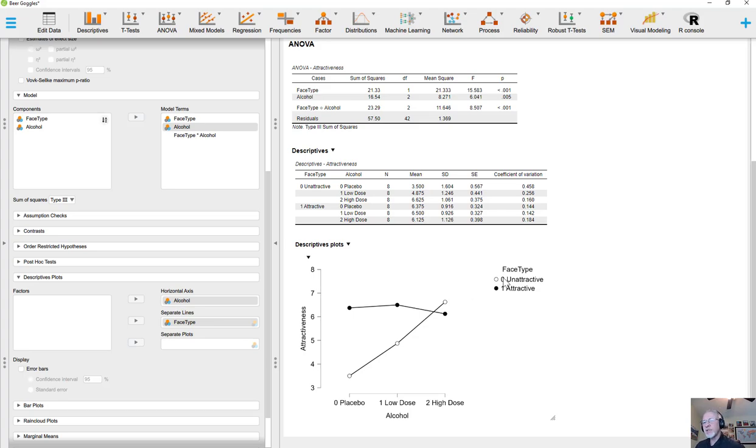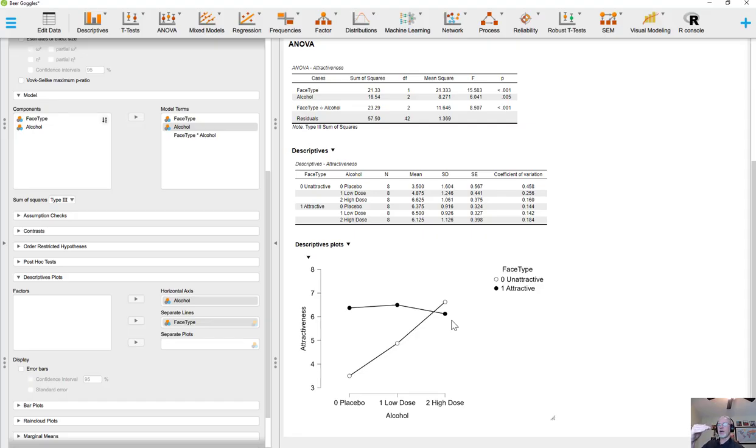But for the unattractive individual, they started off with a rating of about 3.5, then for low dose went up to almost 5, then went up to around 6.5 once they're drinking a high dose of beer. So it seems to be catching up. With a high dose of alcohol, they tend to be coming in around the same level of attractiveness as if it was an attractive person. Okay, that's what it looks like.